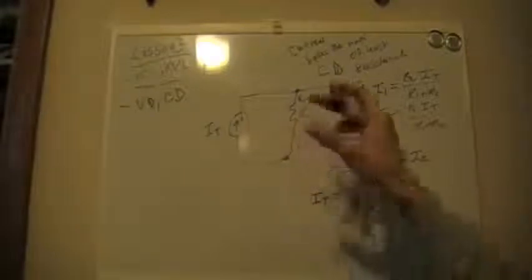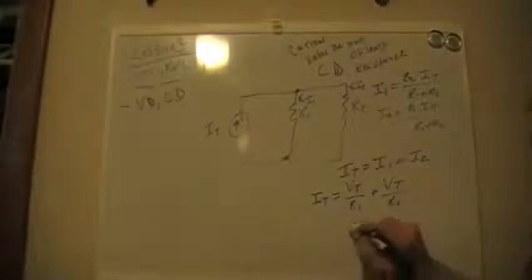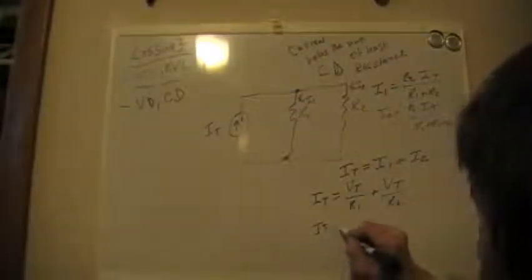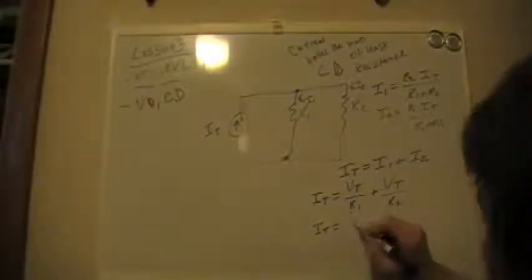So current and voltage are inversely proportional to each other in this respect. Now that we have this expression derived, we have to create a common denominator for this. Hopefully you know how to do that, and this should be nothing more than VT times R1 plus R2 over R1 R2.